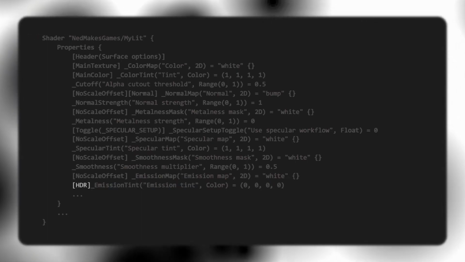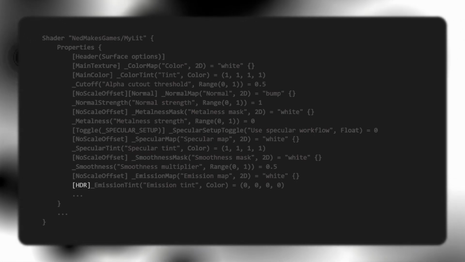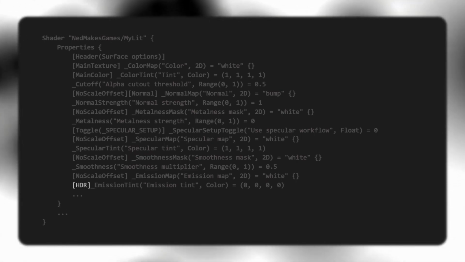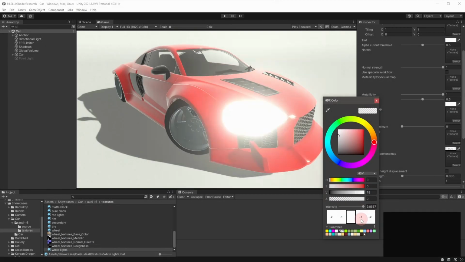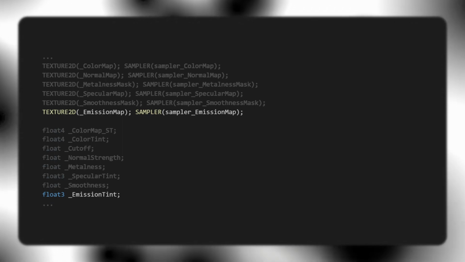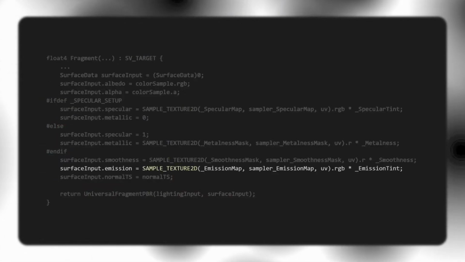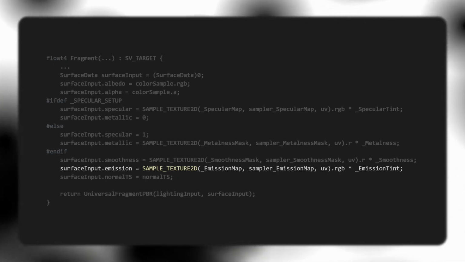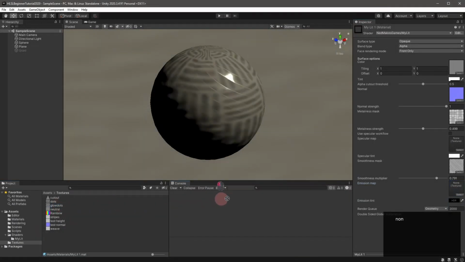The HDR attribute flags this tint as a high dynamic range color, meaning that its components can take values greater than 1. This is useful in combination with some post-processing effects like bloom, which we'll talk about more later in the tutorial series. Add the new properties to the common HLSL file, then sample the emission texture in the forward lit pass fragment function, multiply it with the emission tint, and store it in the surface data. That's honestly all you need to do to support emission.